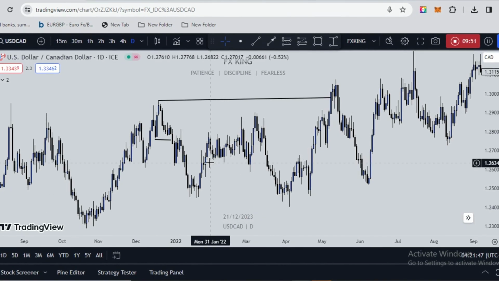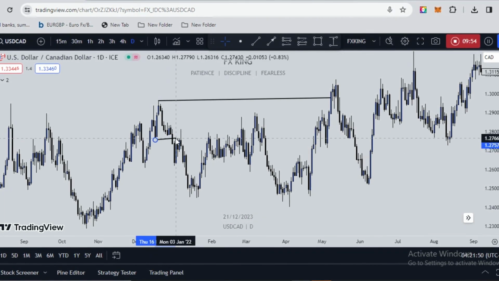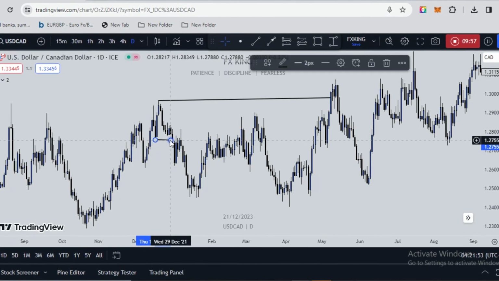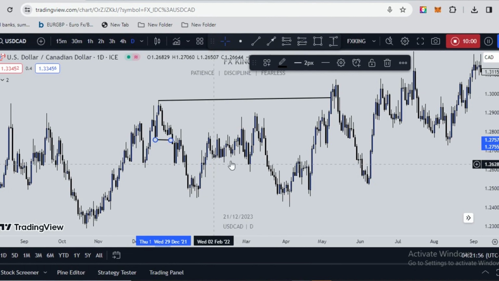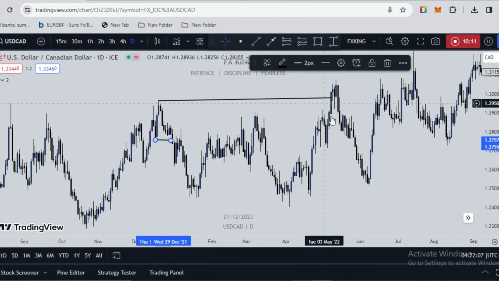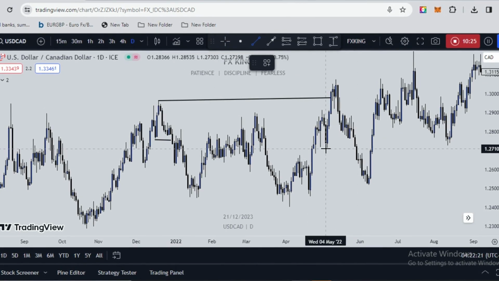So after taking out this pullback, we had a very complex move down, and finally price took out our high right here. So when price took out this high and closed above it, our break of structure was now confirmed. So what we needed now is for price to take out the first inducement, which is here. In this case, the first inducement was here.